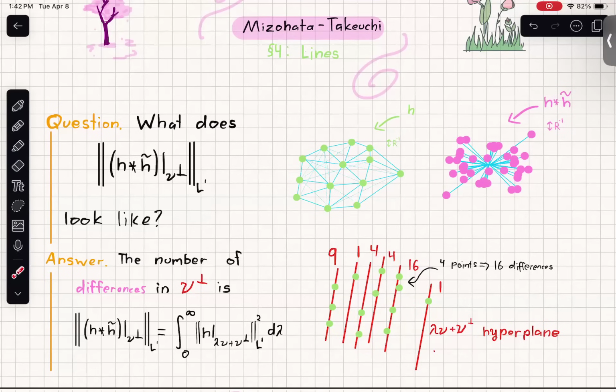So that's what we should imagine. This equation here is telling us that we restrict ourselves to each plane, and then we look at the total amount of mass on that plane, and we square it to get the total number of differences that are going to come from that plane, and then we just integrate that over all planes.